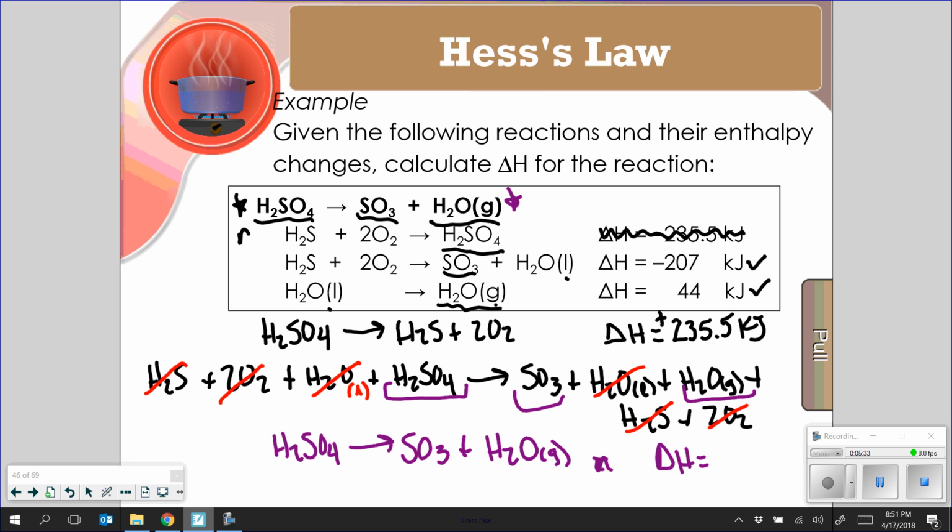So now to find my total enthalpy, Hess's law states that my total enthalpy for that primary reaction is going to be the same as the sum of all my subreactions. So these three are my subreactions. I'm going to add those up, the negative 207 plus 44 plus 235.5. And with sig figs, I'm going to get a negative 73 kilojoules. And that is my enthalpy for that primary reaction.